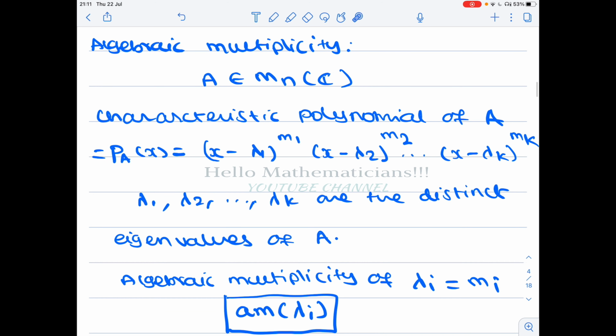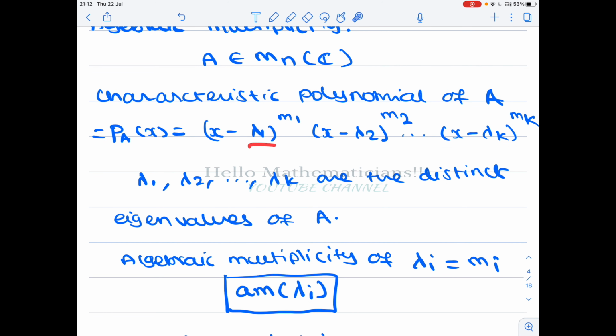Suppose the characteristic polynomial of A, the notation for which is p_A(x), is (x minus lambda 1) power m1, (x minus lambda 2) power m2, up to (x minus lambda k) power mk. This means that lambda 1, lambda 2, up to lambda k are distinct eigenvalues, and each eigenvalue occurs m1, m2 and mk times respectively.